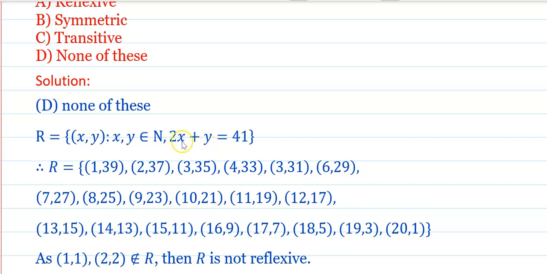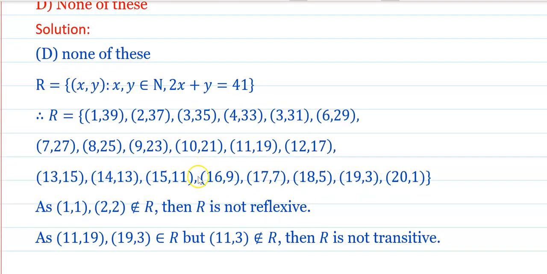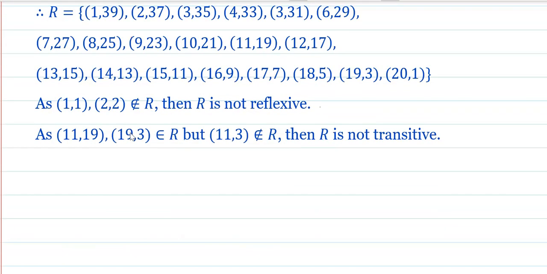X is 2, 2 into 2, 4. Then y will be 37. In this way, R is (1,39), (2,37). In this way we will get all these numbers. Now first, 1 and 2 does not belong to R, and hence R is not reflexive. Are there similar elements in it? No, where x and y both are the same? No, therefore it is not reflexive.